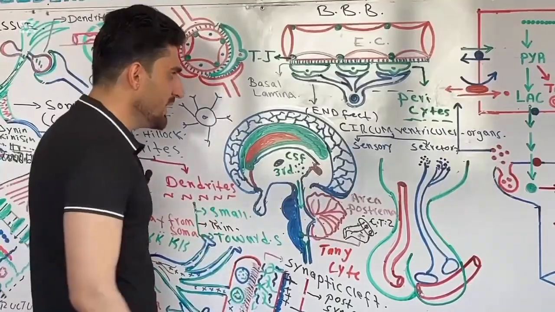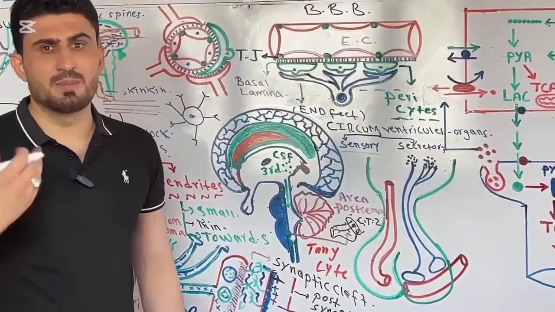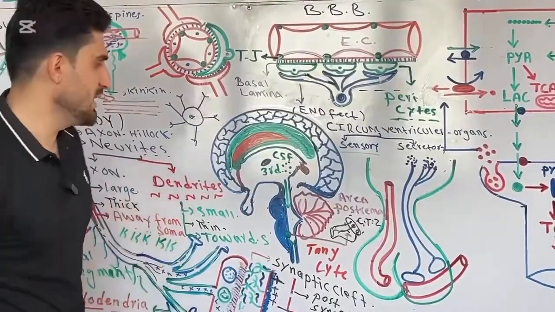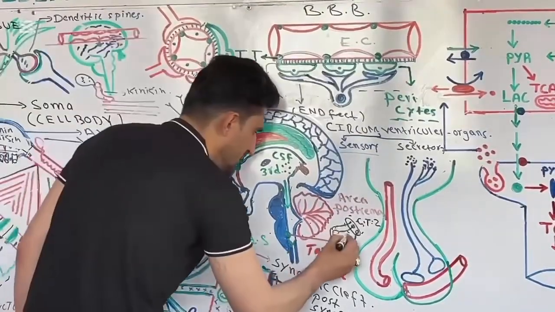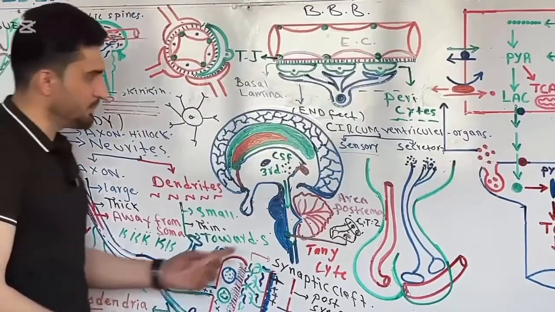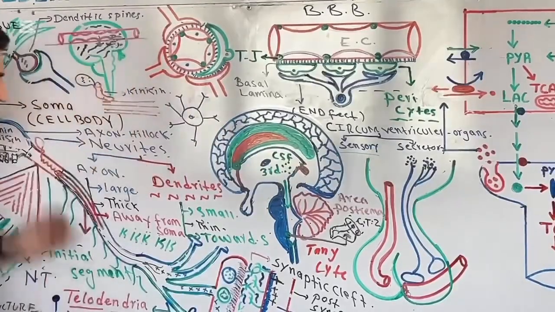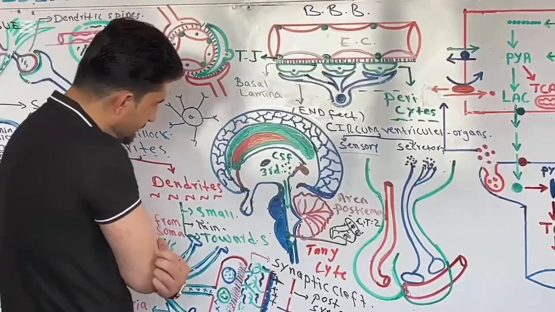Okay, and when it senses toxins, it causes activation of the vomiting reflex and causes vomiting. We will talk about vomiting in a future lecture, inshallah. So this was area postrema. One sensory area is area postrema. Okay, let me talk about another one.